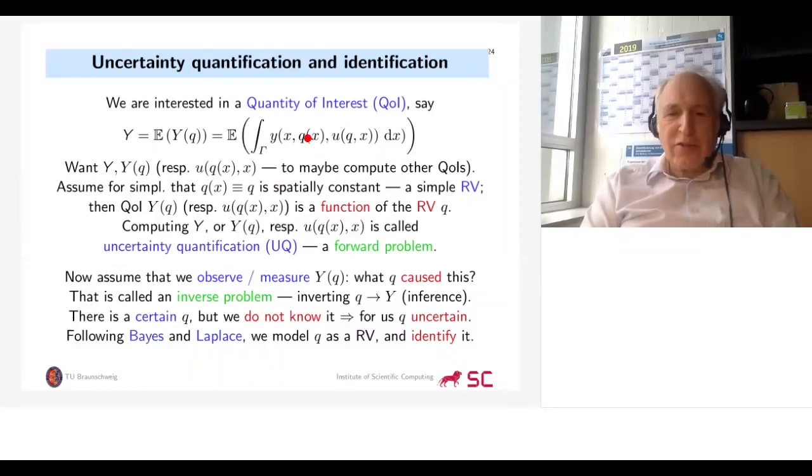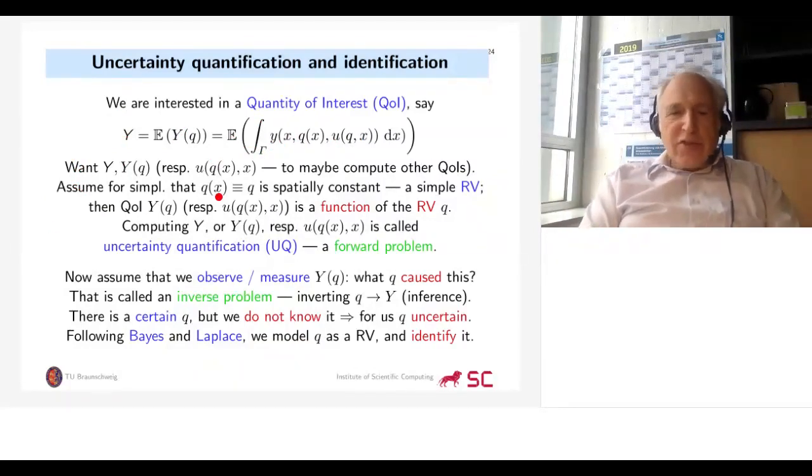So it's some integral of some function y, which is a function of the input, the uncertain quantity, and the state of the system u, in case this is the hydraulic pressure or hydraulic head. Then we integrate over some part of the domain. And typically we have to take the expected value of it. I'll tell you a little bit later what the expected value is. So this is the quantity of interest. This is something we can measure.